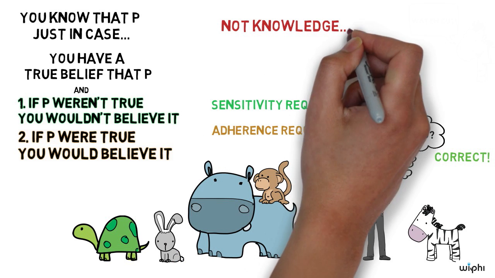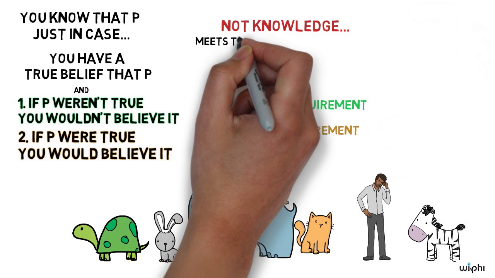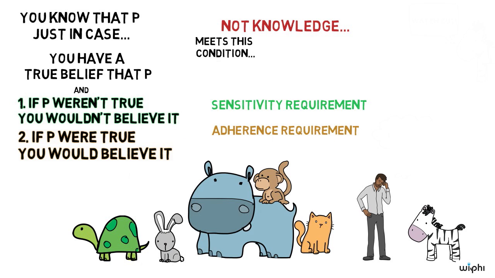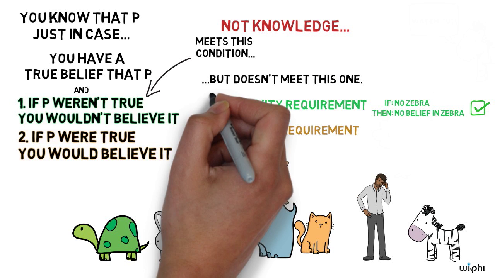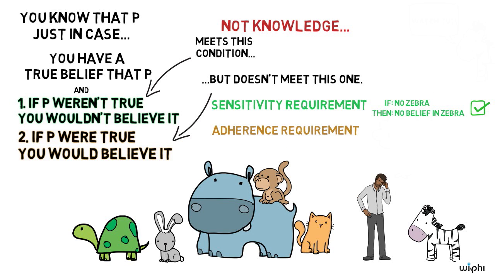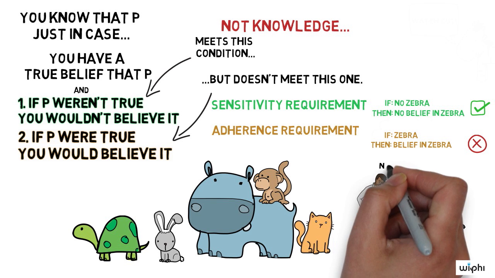However, your belief arguably meets the sensitivity requirement. If there weren't a zebra there, you wouldn't have been prompted to make any guess at all, and so wouldn't have believed that there was one. Yet your belief doesn't meet the adherence requirement. Since your guess was basically random, if things had been slightly different, you could easily have guessed a different animal and been wrong. So it's not the case that if the animal were a zebra, you would still believe that it was a zebra.